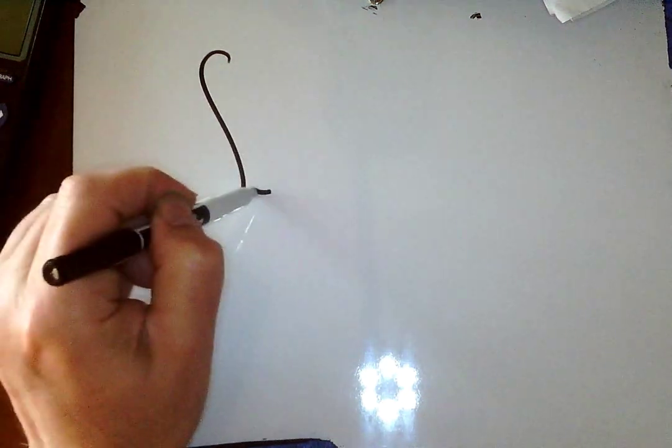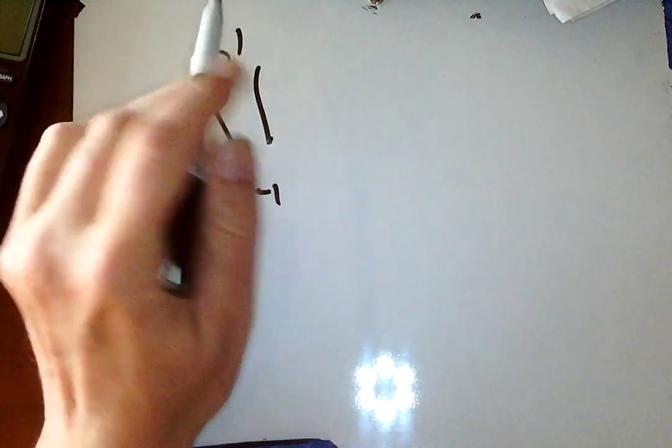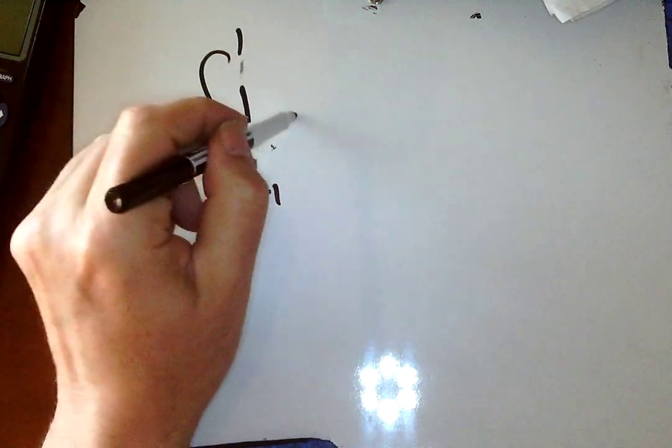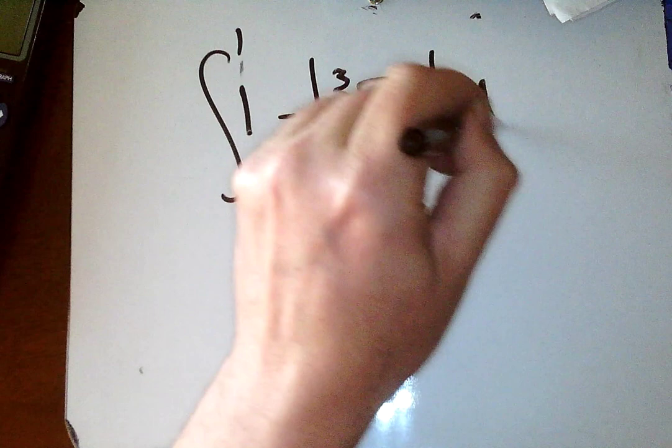Okay? Well, how about this challenge problem? Okay, I shouldn't have said challenge problem, because I don't think it's a challenge problem for most of you. But I want to go negative 1 to 1 of 1 minus absolute value cube root of x dx.